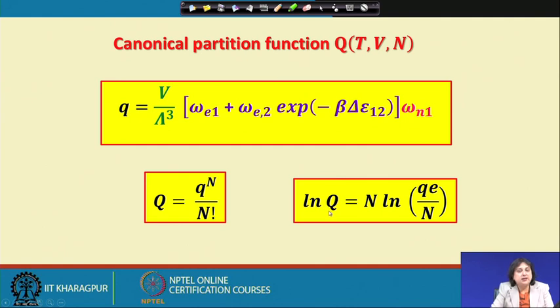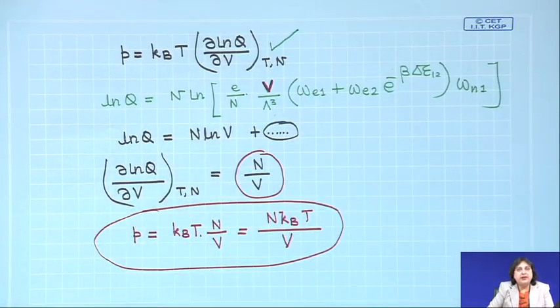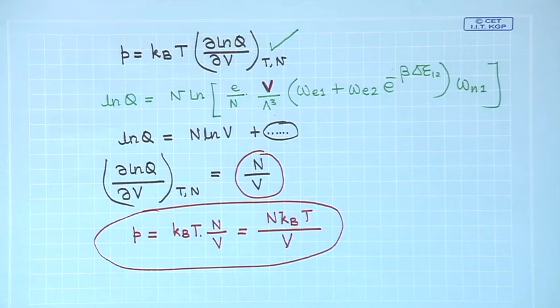I understand that ln Q is given by this expression where small q is this, and when I combine this and write down that pressure is given by a derivative of ln Q with respect to V under isothermal and constant particle conditions, then by using the functional expression for ln Q, I find that P indeed conforms to the ideal gas law. So this is where we say that the usefulness of statistical thermodynamics comes into the picture.